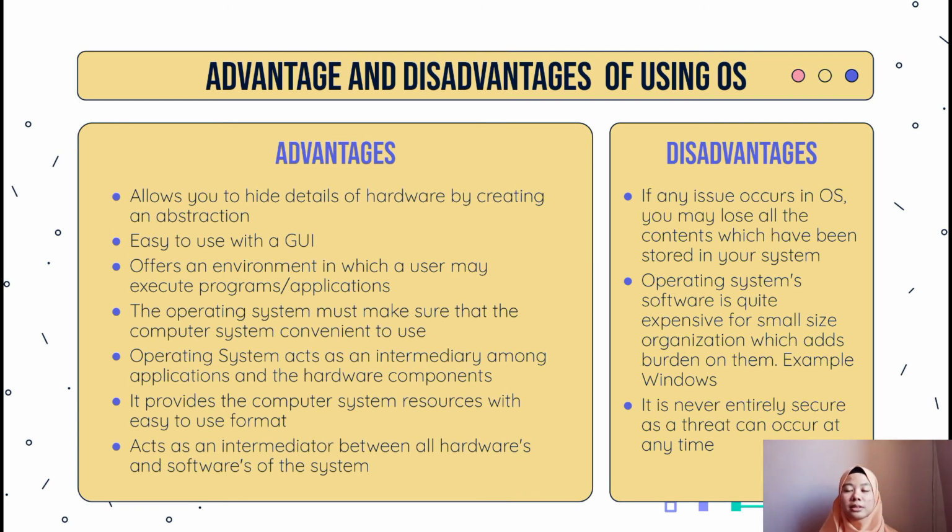Okay, next I will explain about disadvantages of using operating system. First, if any issue occurs in the operating system, you may lose all the contents which have been stored in your system. 2. Operating system software is quite expensive for small size organizations, which adds a burden on them. For example, Windows. And the last is it is never entirely secure, as a threat can occur at any time.